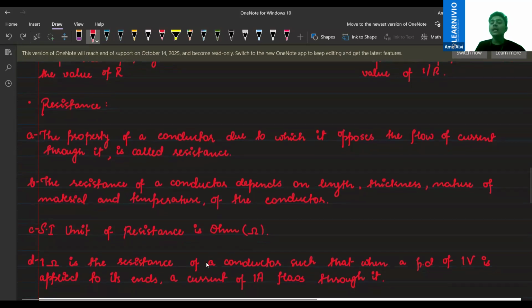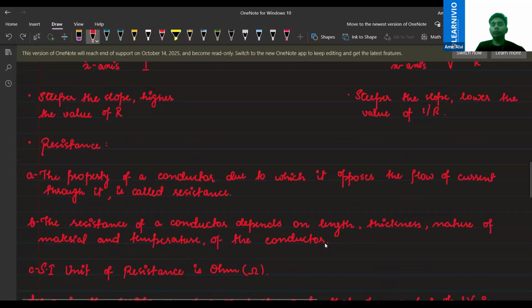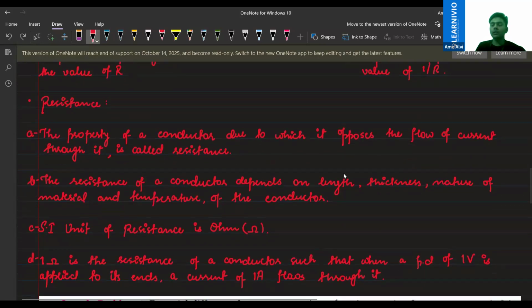1 ohm is the resistance such that when a potential difference of 1 volt is applied across its ends and a current of 1 ampere flows through it, the resistance is 1 ohm. Okay, so please note it down, all of you. After that, we'll do the numericals.